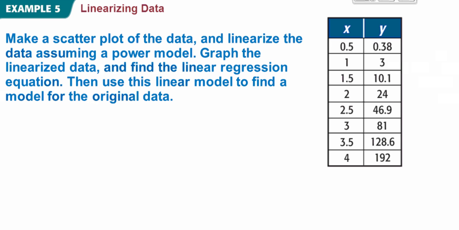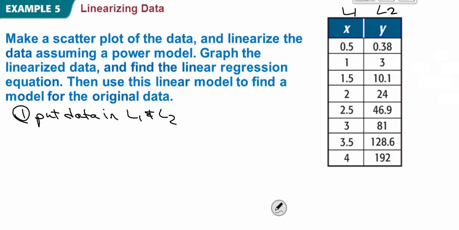I'd like to take some snapshots of that, but I think I'll do that in a little bit. So the first thing I'm going to do is kind of write our directions. So put data in list one and list two. So this is list one, list two. Make scatter plot.